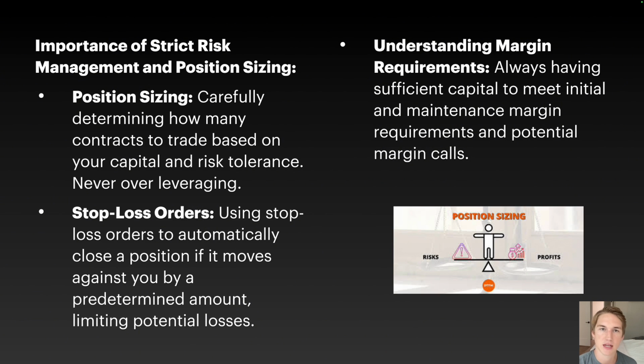Importance of strict risk management and position sizing. Position sizing: carefully determining how many contracts you trade based on your capital and risk tolerance. Never over leverage. Use stop loss orders, so using stop loss orders to automatically close the position if it moves against you by a predetermined amount, so it limits your potential loss on the trade. Understanding margin requirements: you should always have sufficient capital to meet initial and maintenance margin requirements and potential margin calls. So always have a good amount of money in your account. Don't use your whole account. Don't use 50% of your account. Typically risk about 5% of your account on each trade. And we'll go over that in the next module.